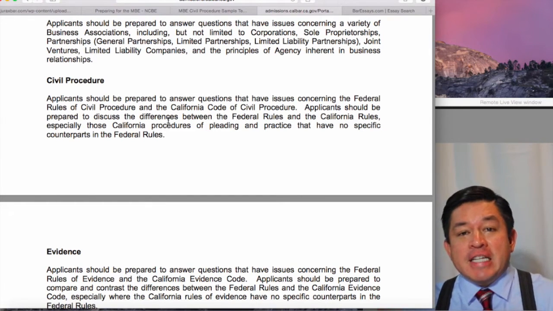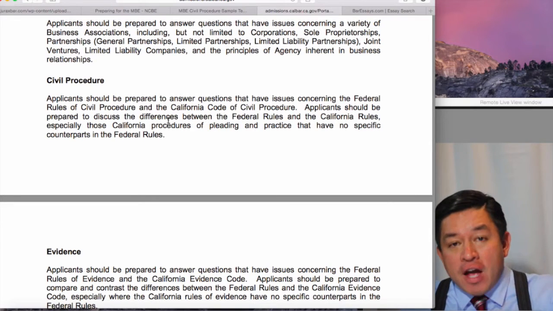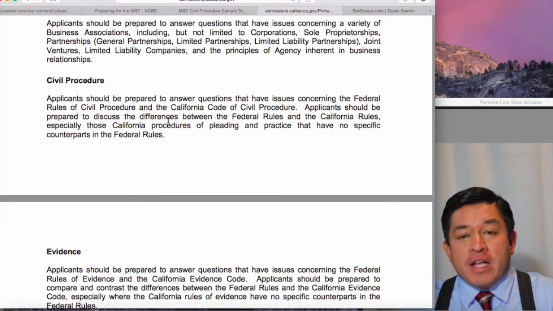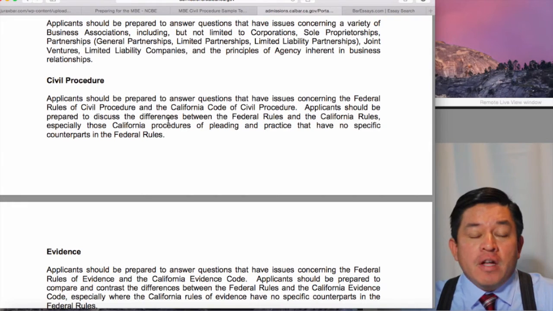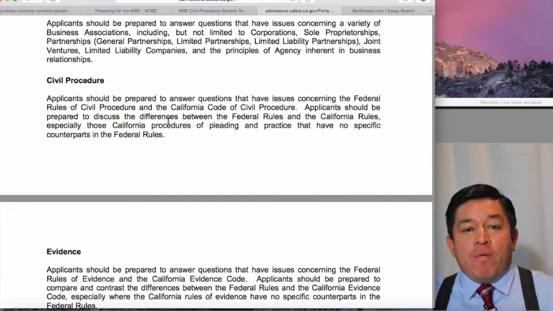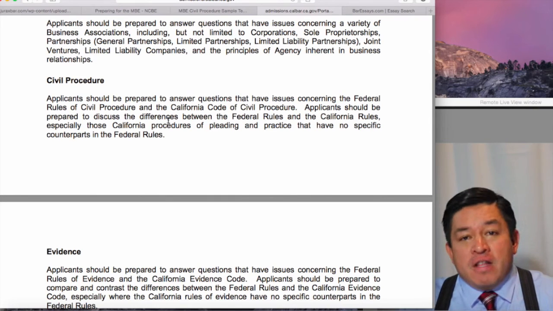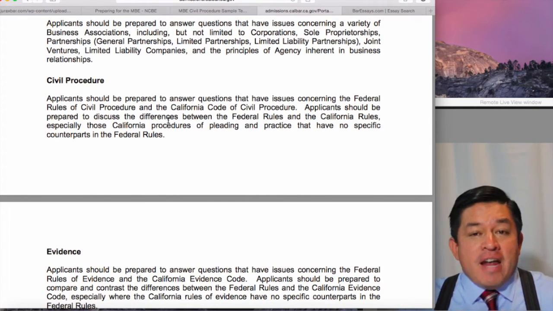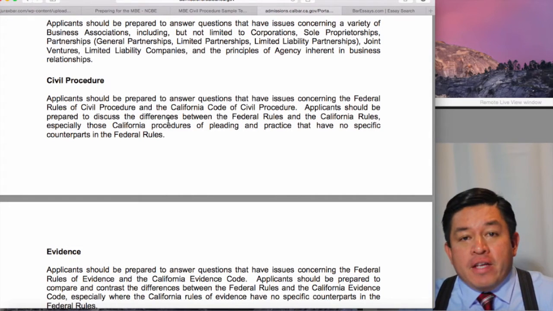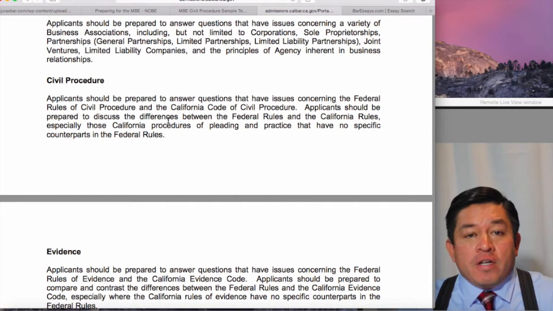Again, I have not seen the exam, but ask yourself, were there any differences between the California rules and the federal rules? It may be the case that there were no major issues and they did not have any differences. So in that case, it did not matter if you used California rules. And again, the bar graders are going to look at your analysis.